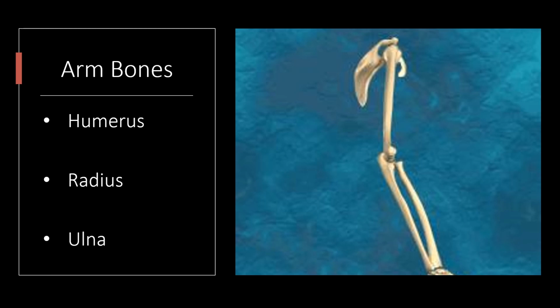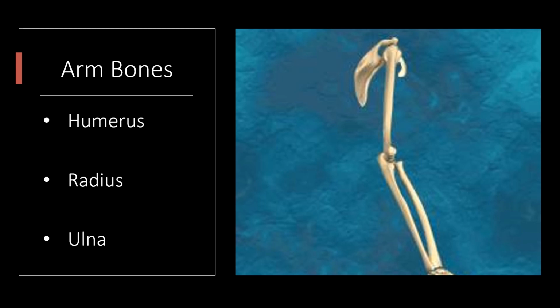So what are the arm bones made up of? We probably do know these already, don't we? The humerus is the bone that goes from the shoulder to the elbow. The radius is the bone that goes from the elbow down to the wrist, and that's on the thumb side. So if you remember, the radius is on the thumb side.